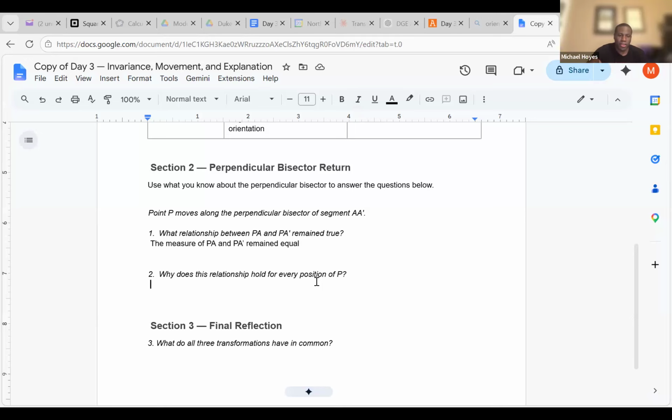I do want to add in here this thing about defining, because now that we've done that, we're going to use reflection to define. We'll write it down that way so we have this written. And why is that the case for every position of P? Why is that always the situation for number two there?